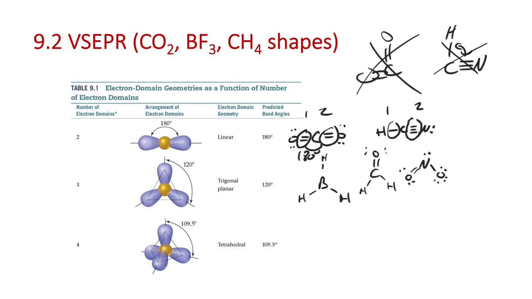And so then if we have three total domains, we can have three domains two different ways. We can either have three bonding domains, where all the domains are some sort of bond. Could be single, could be maybe one of them's a double, like in formaldehyde. So these here have three domains. Those three domains would want to get 120 degrees away from each other, and that's the way that they can best get away from each other and have the least amount of repulsions.